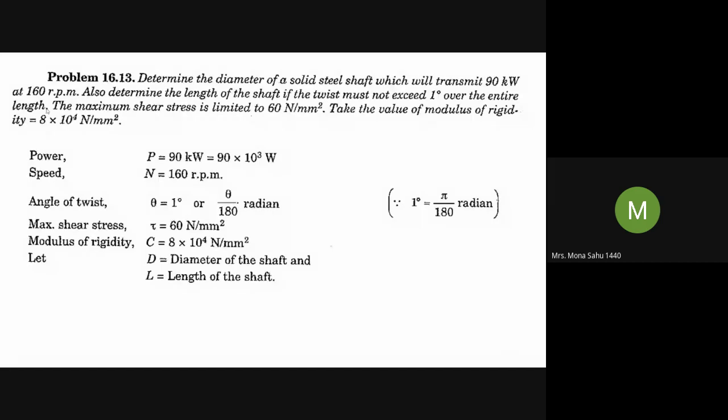All right. The maximum shear stress is limited to 60. Shear stress is given, guys. Modulus of rigidity is given. Okay. We need to determine what? The diameter and the length of the shaft. Okay. So please write down what all is given and also write down what is to be found.